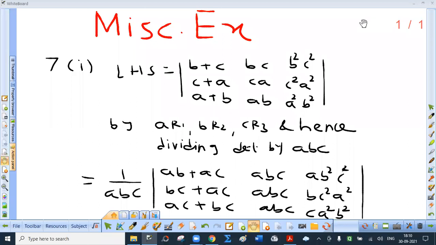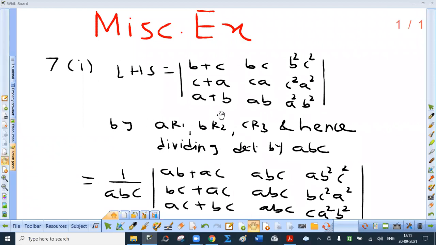Now, miscellaneous exercise sum number 7. Without expanding the determinant, show that the determinant with rows (b+c, bc, b²+c²), (c+a, ca, c²+a²), (a+b, ab, a²+b²) is equal to 0. When we are asked to show that the value of the determinant is 0 without expanding it, it is clear that we have to show that any two rows or columns are identical.